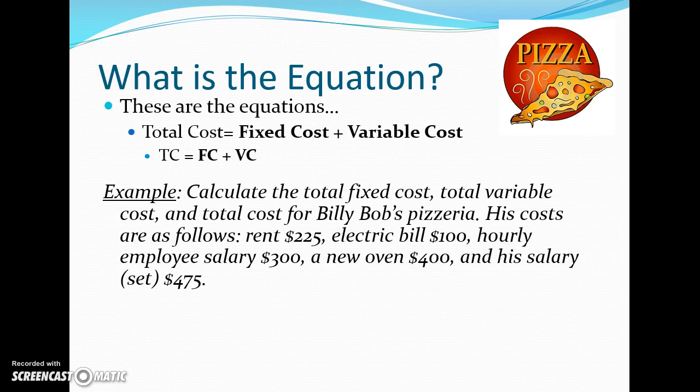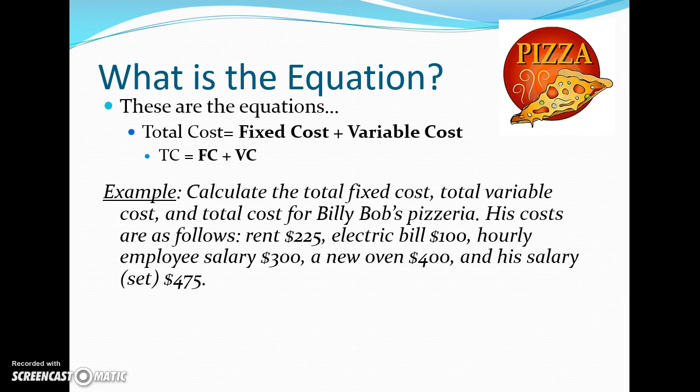So this is the equation for total cost. Your total cost to your business is everything you spend on it. So it's going to be fixed costs plus variable costs equal total cost. So you're just adding things up. Total cost is pretty easy.